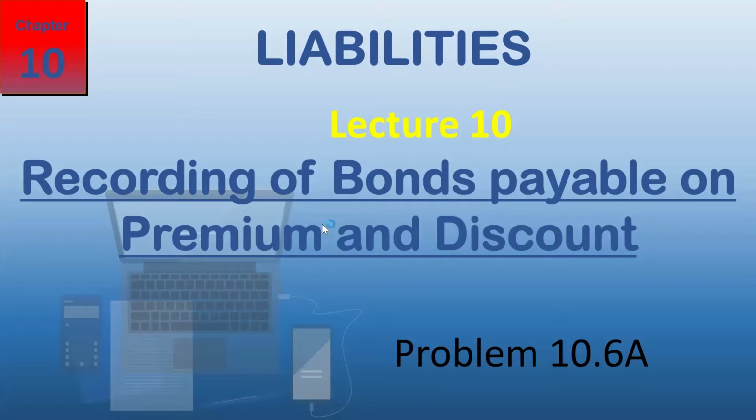The current lecture is about the recording of bonds payable and associated interest payable. As we know, bonds can be issued at premium or discount, so we will go over the process of passing journal entries for both situations. We will also discuss the amortization of the premium or the discount and how it affects the interest expense recognized. So let's begin with the Excel sheet.